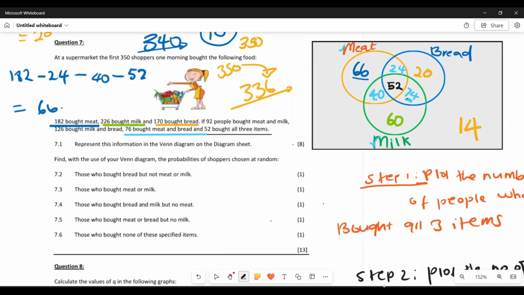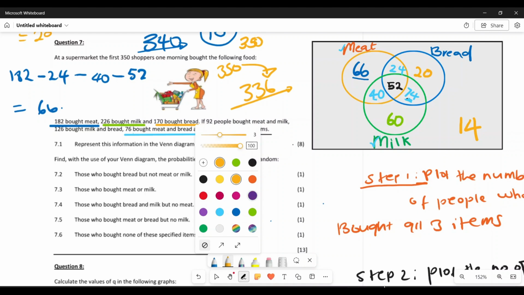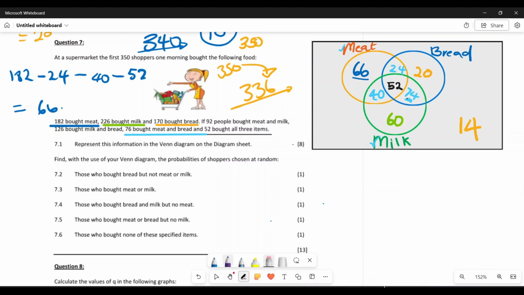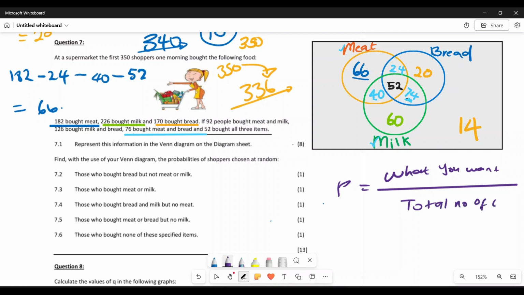Now, answering the preceding question, find, with the use of your Venn diagram, the probability of shoppers chosen at random. Now, remember your probability formula. Remember, this Venn diagram shows the number of people, but to find the probability, we're going to make use of this formula. Let me just erase here on the side. So your probability, what you want over the total number of outcomes, right? Total number of possible outcomes, right?